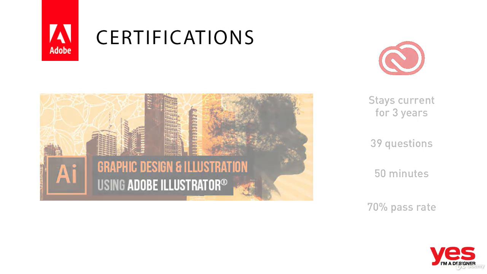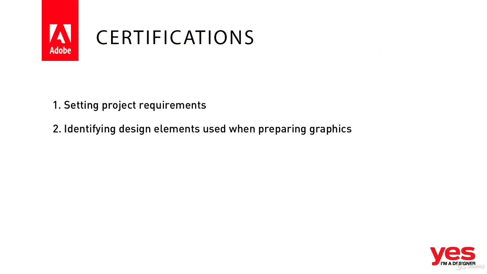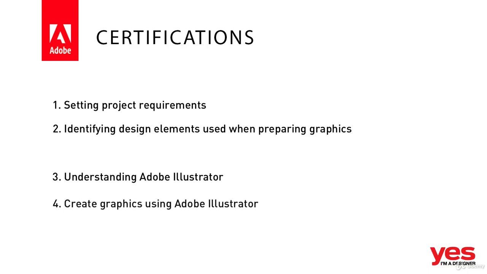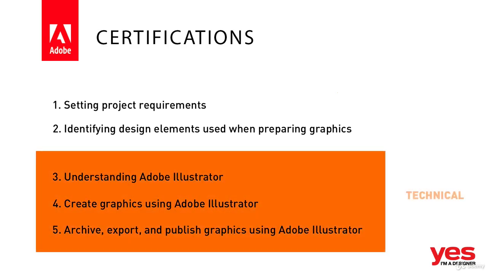The 5 main areas tested in the exam are setting project requirements, identifying design elements used when preparing graphics, understanding Adobe Illustrator, create graphics using Adobe Illustrator, and archive, export, and publish graphics using Adobe Illustrator. Topics 3, 4, and 5 are the technical side of the exam.